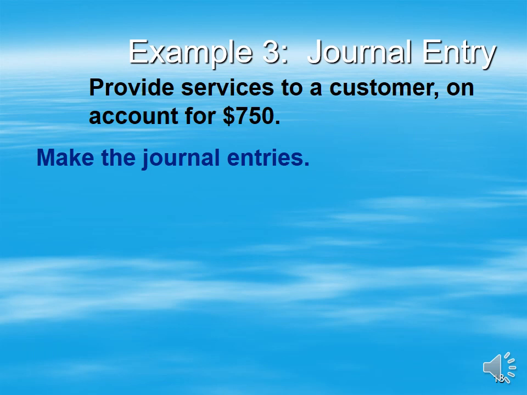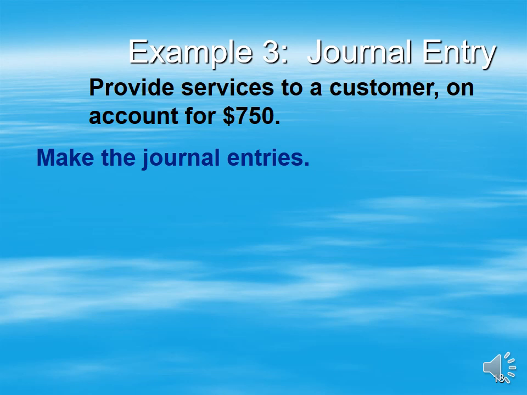So now this is example number 3. You have a business, and then one day you provide services to a customer in credit for 750. It means that you provide the service today and then the customer will pay later. The amount related to the service is 750. So you have to make the journal entries.